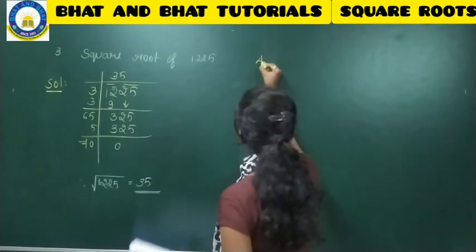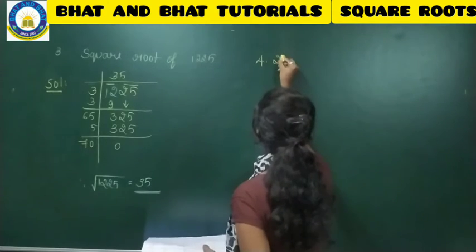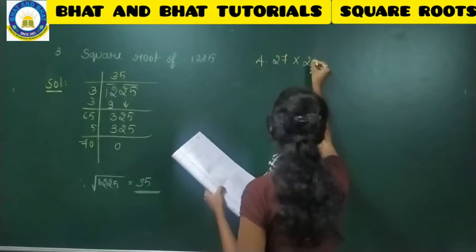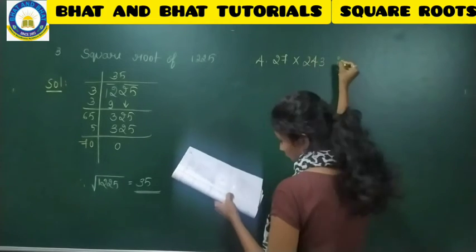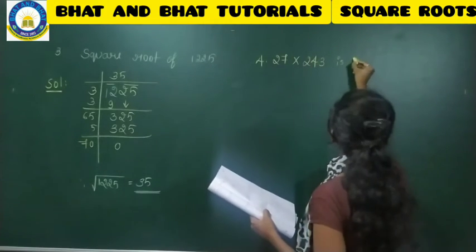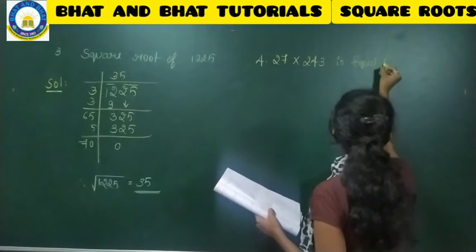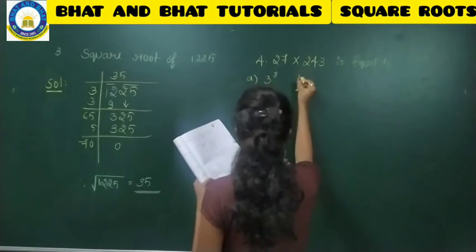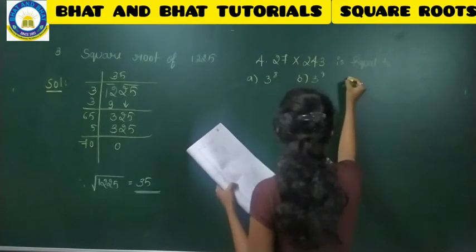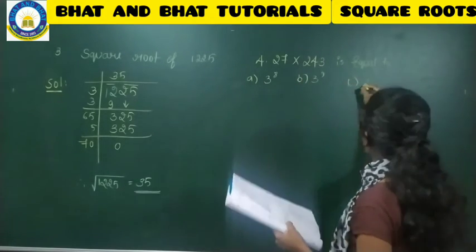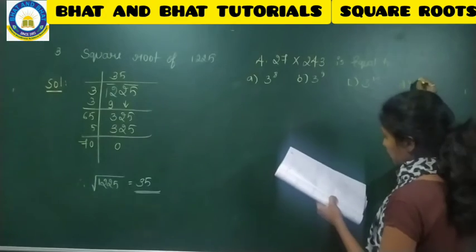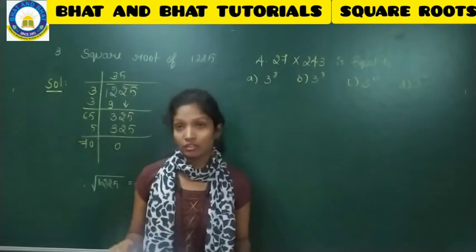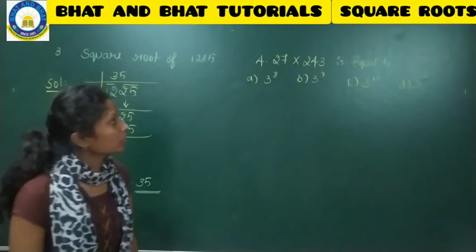That is your problem number 4. The question is a bit different, you can see. 27 into 243 is equal to, and you have the options: option A 3 to the power of 8, option B 3 to the power of 9, option C 3 to the power of 10, option D 3 to the power of 11. So this is also one more type of question that you are going to get in your exam.